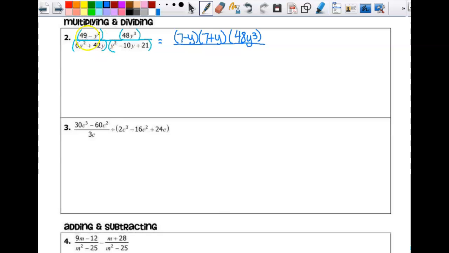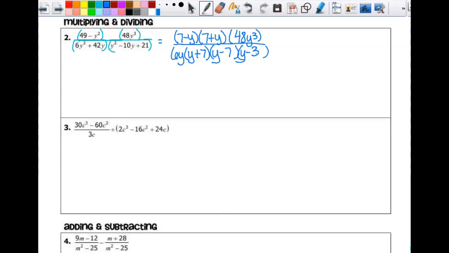In the denominator, when I factor this first one, I have a GCF of 6y. That leaves me with y plus 7. When I factor that trinomial, I can jump to this because a is 1. I have y and y. The signs are going to have to be the same. They're both negative, so what are my numbers? Okay, 7 and 3, good.